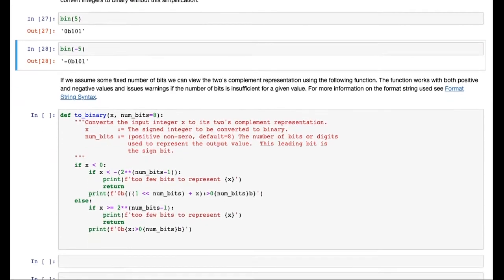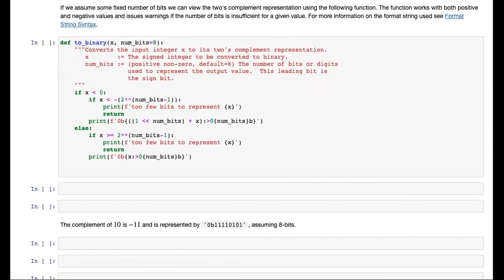So because of this, we're going to use a different function in order to display the bits, and I've written that function for you here. Now this function assumes a fixed width, or a fixed number of bits, and outputs the bits directly without the simplifications used by the bin function. You don't have to understand the internal workings of this function, but I have given you a link here to the format string syntax in case you're interested to see how this was done.